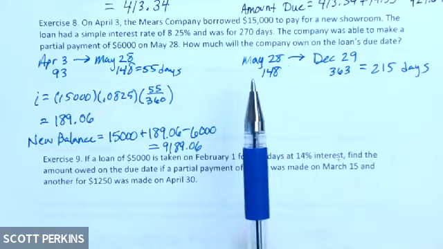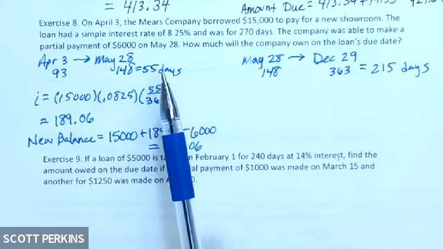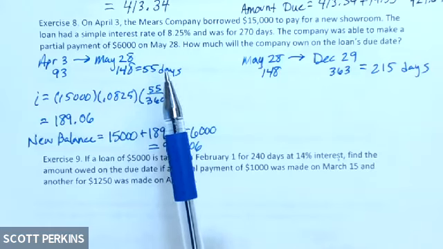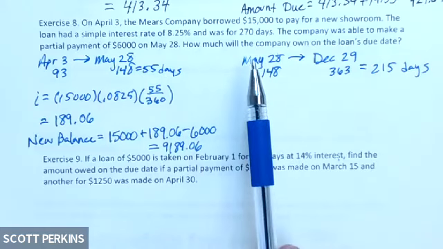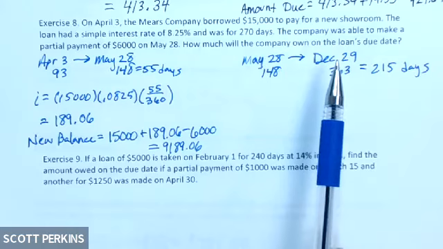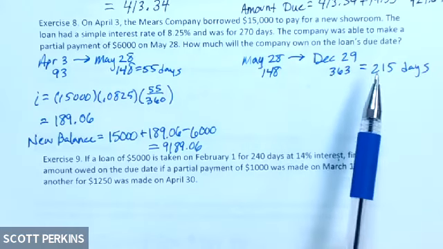Now, technically, you didn't need to do this bit for the rest, but I just wanted you to be super clear, because if they took out a 270-day loan and 55 days have gone by, then it stands to reason there's 215 days left. But I also did the calculation just to show you it works out both ways. So May 28th to December 29th, the 148th day to the 363rd day, that's 215 days.